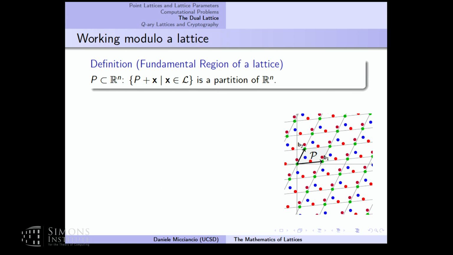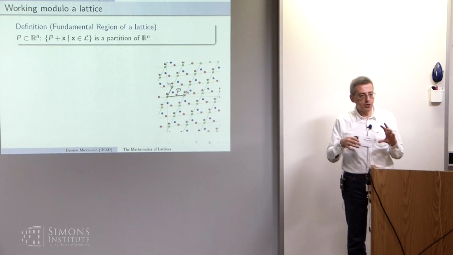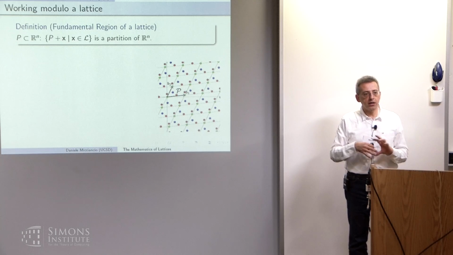Now there is one last use of the dual lattice, which provides a useful perspective to look at some of the lattice problems, which is the following. So if you take the distance function, the distance of a point from the lattice, it's a periodic function. It's a function that is periodic modulo the lattice. And so this suggests that perhaps you want to study this problem by working modulo the lattice.